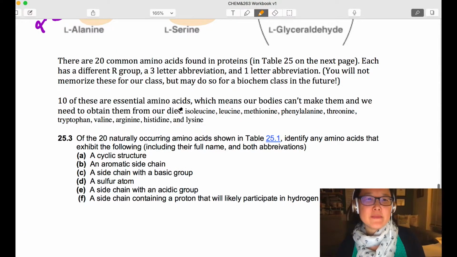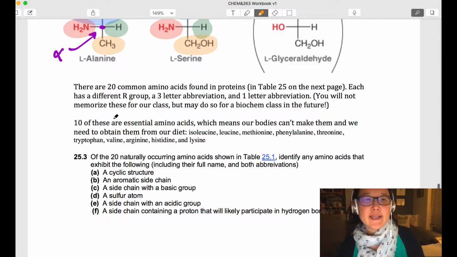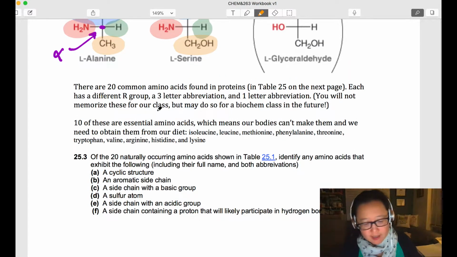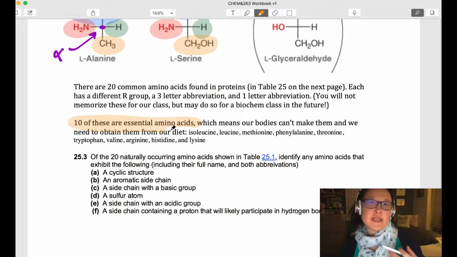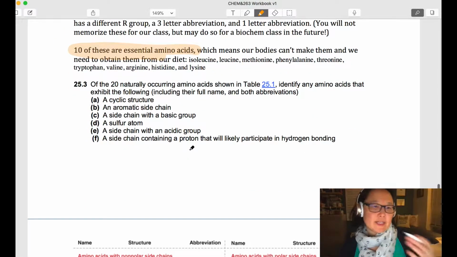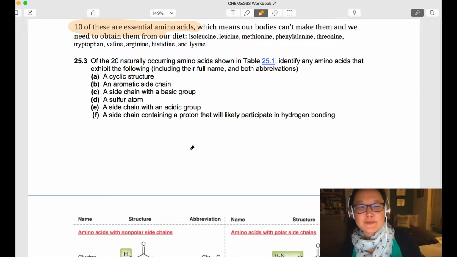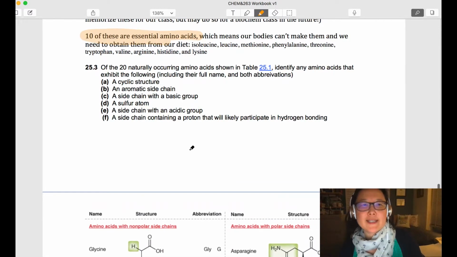So with those amino acids, there are 10 of the 20 that are called essential amino acids. And that means that we need to obtain them through our diet because our bodies can't make those particular ones. And so those are these listed here. Now, you don't need to memorize these amino acids. You'll be able to use your chart, but just for practice, just getting used to thinking about some of the names. I think you've heard of some of them as well.